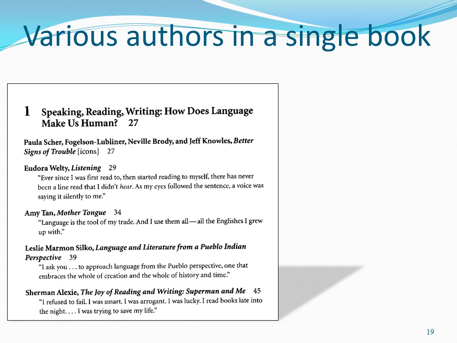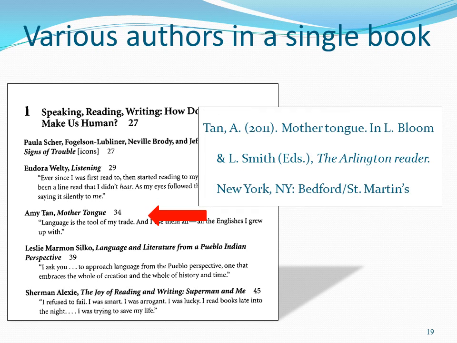When you have used an author who is included in an anthology or other book that contains many authors, use that author's name first in your reference page and in text. We've used Amy Tan's essay here. Tan's name and essay are listed first, then the book it came from. Bloom and Smith were the editors, and the book was Arlington Reader. The reference in text would include the first two elements of this entry. Tan 2011.